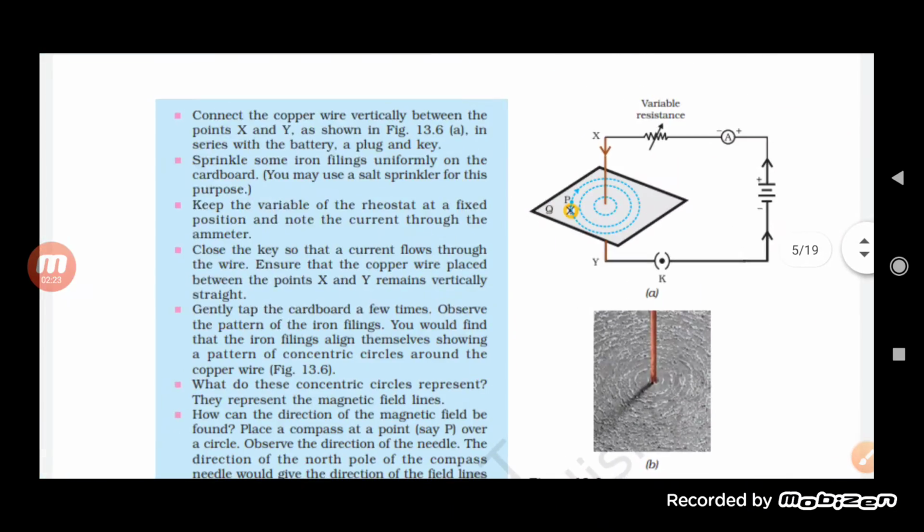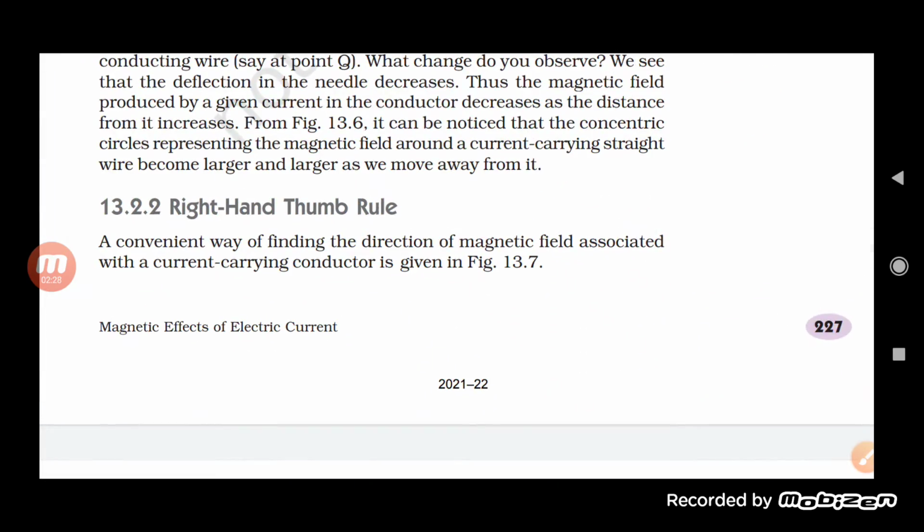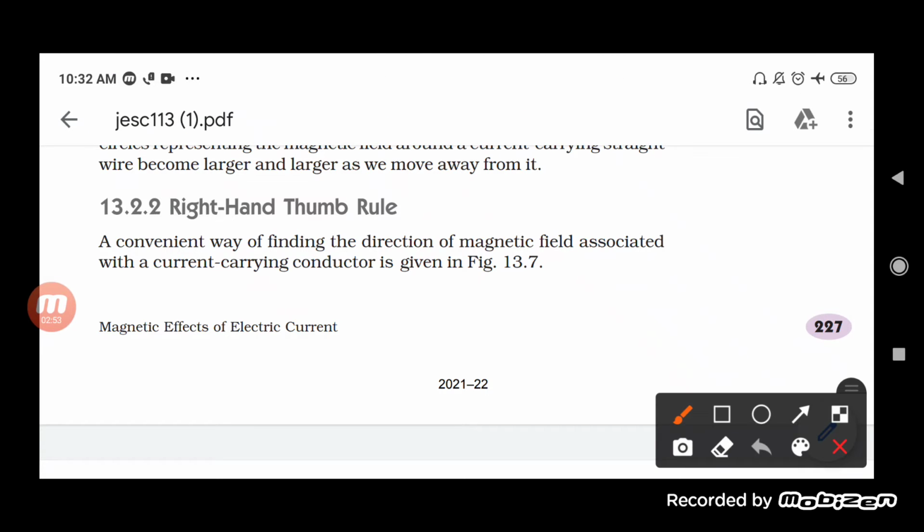Then moving on, the next topic is the right hand thumb rule. What is the right hand thumb rule? This is a rule to find the direction of the magnetic field which is produced by the current carrying conductor. It is a very convenient method by which we can find the direction of the magnetic field associated with the current carrying conductor.